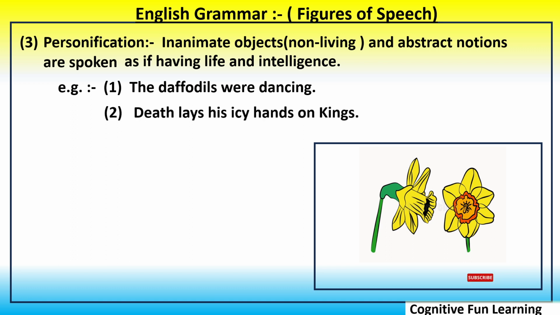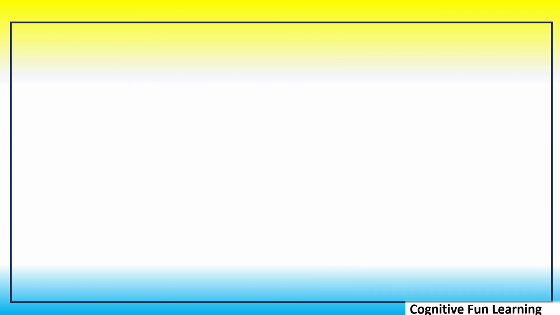Next one is, death lays his icy hands on kings. So death is an abstract notion and how can it lay its icy hands? So this is again an example of personification.